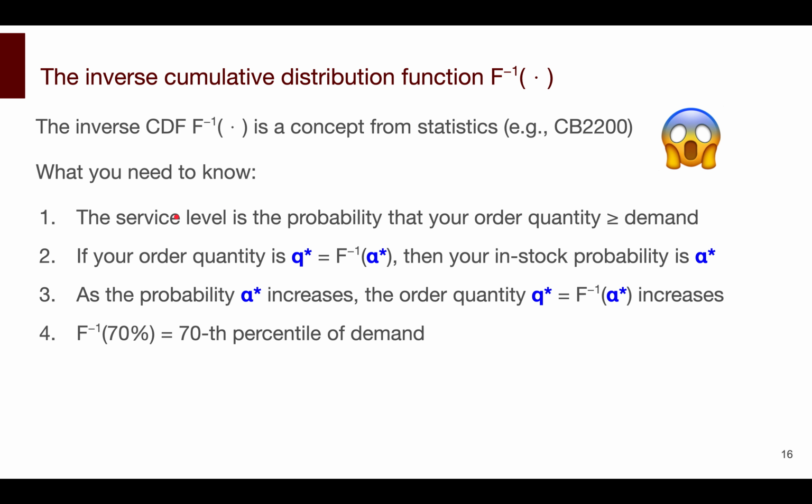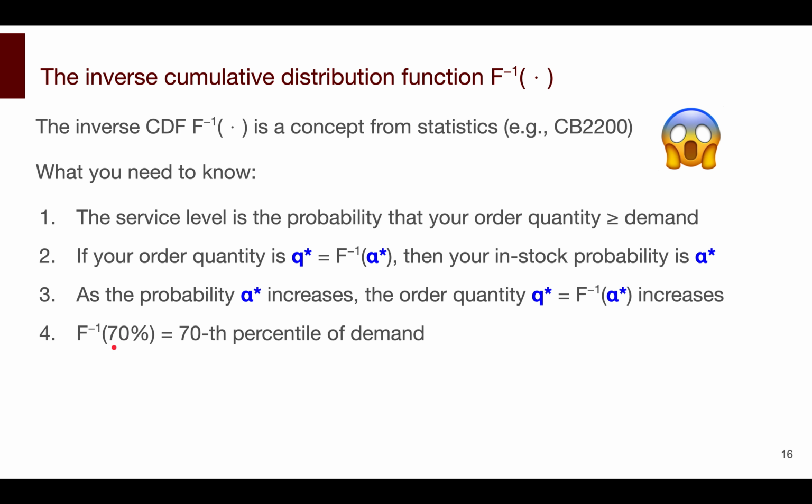Basically, what you need to know is the following. The target service level, or the critical fractile, is the probability that your order quantity is greater than demand. And if you order using the inverse CDF and that probability, then your order quantity gives you an in-stock probability of the probability that you put in. So if you increase the probability alpha star, your order quantity also increases.